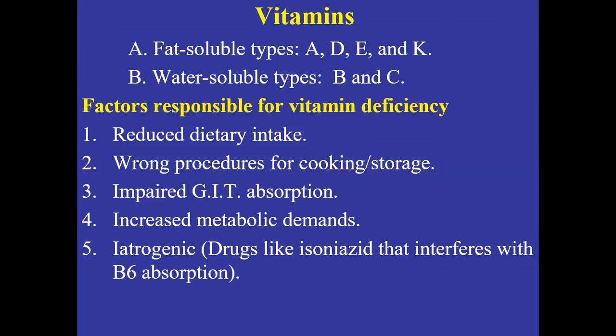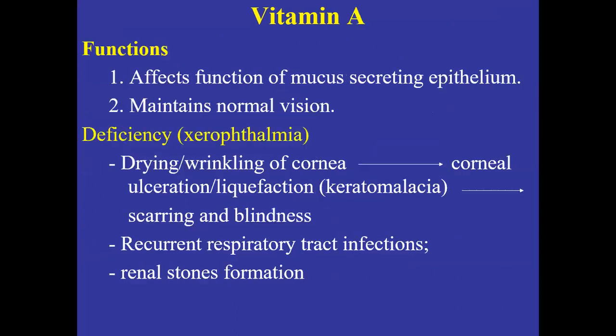وقعت عندنا الفيتامينز. احنا الفيتامينز نقسمها إلى fat soluble vitamins اللي هي A و D و E and K, and water soluble vitamin اللي هي B and C. Factor that causing vitamin deficiency هو reduce intake, wrong procedure for cooking and storage of the food, impaired GIT absorption, increased metabolic demand and iatrogenic. مثل عندنا drugs الايزونيازايد that interfere with the B6 absorption اللي هو ينطوه في حالة التي بي.